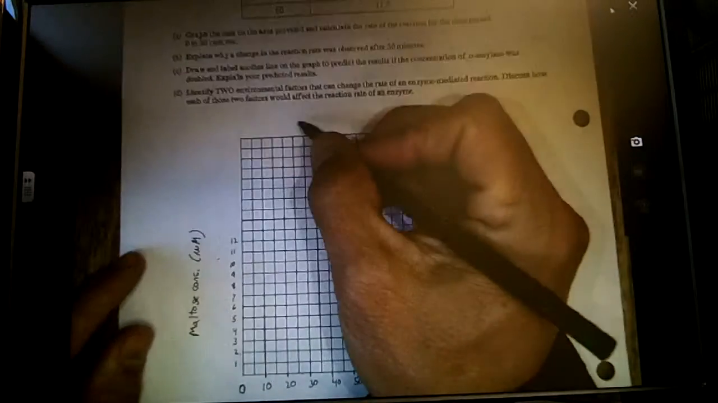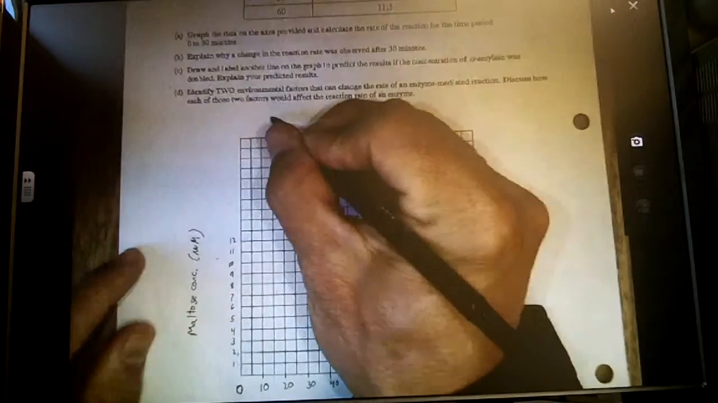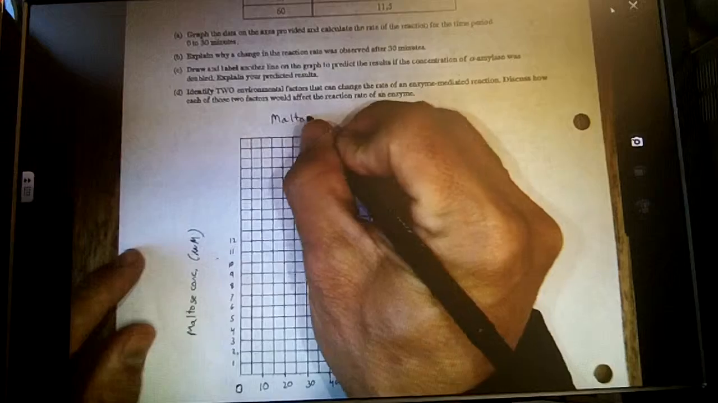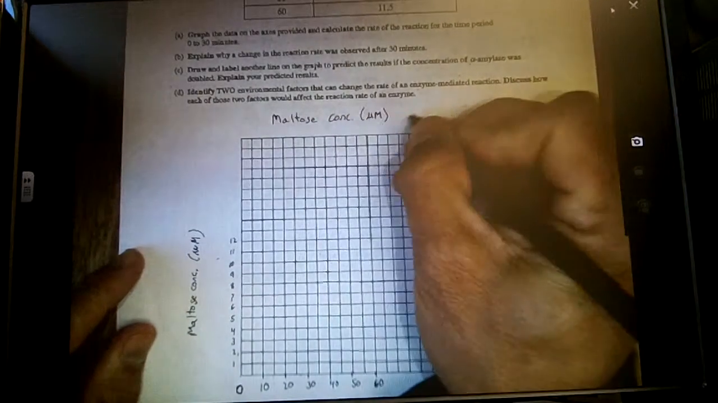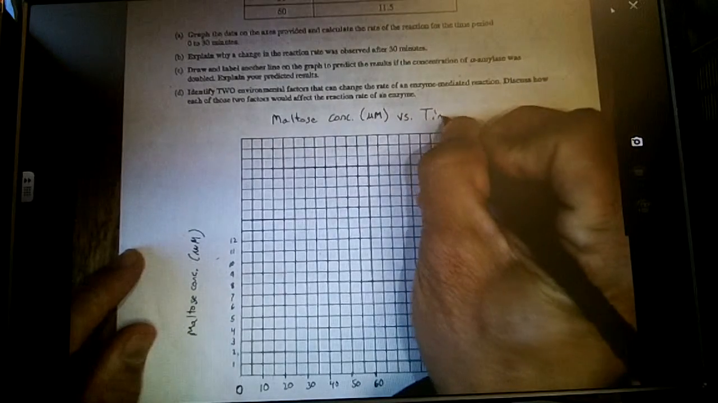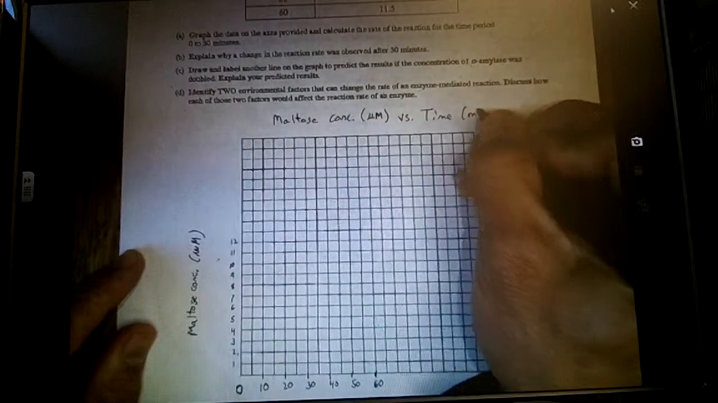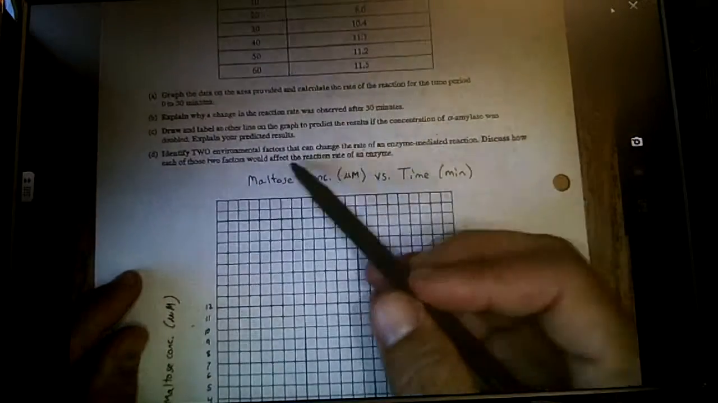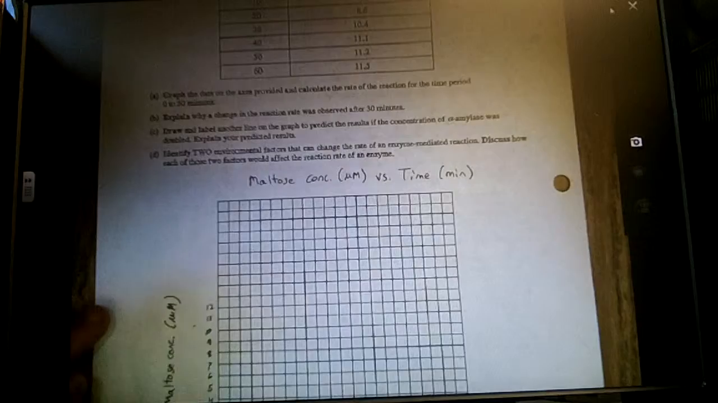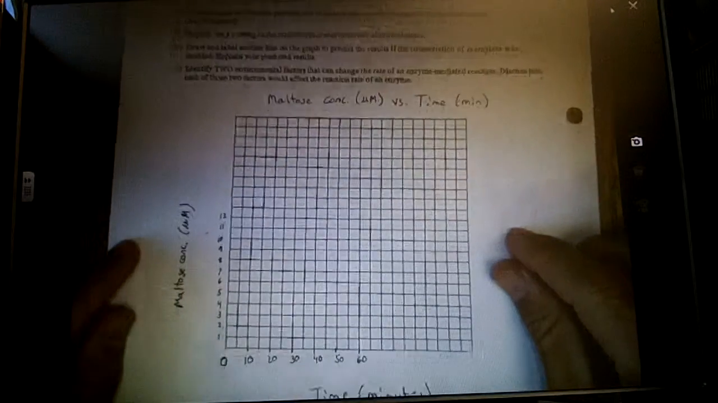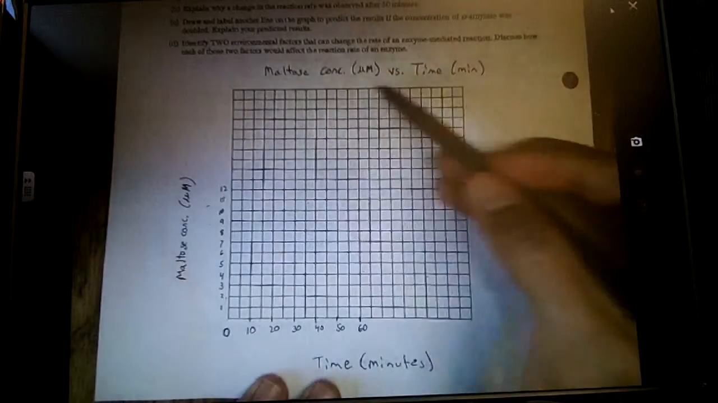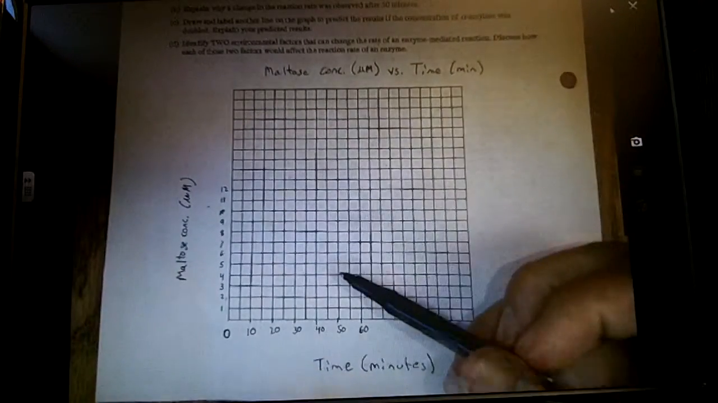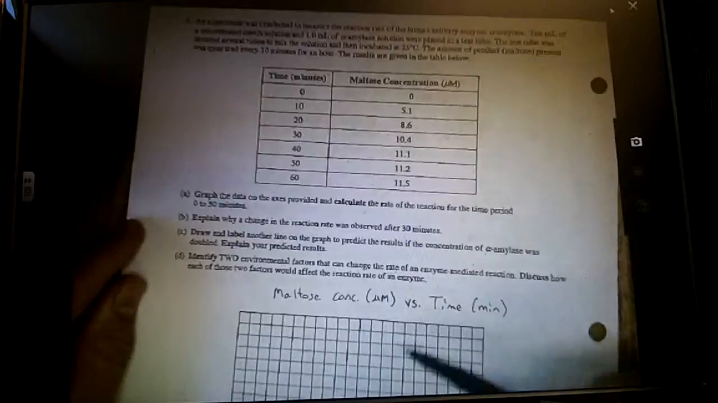It'd be a good idea to put a title on my graph. I'm going to put maltose concentration in micromoles versus time in minutes. And they did not give you a point for putting this, but you never know. Maybe they will, so you go ahead and put it. So sometimes they care about that, and this time they didn't. But okay, so now we're going to graph.